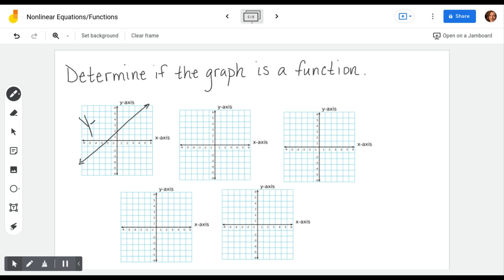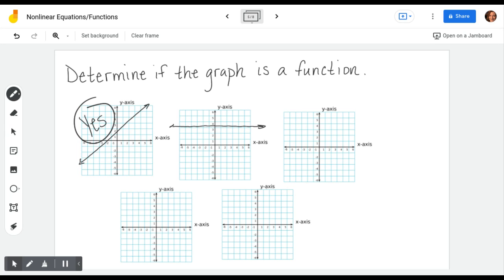This one is a function. It doesn't matter if it's slanted up or slanted down, just a normal line graph like that where it does have either a positive or negative slope, then it's good. I mentioned in the slide before this that not all linear graphs are functions. Now, a horizontal one is okay.